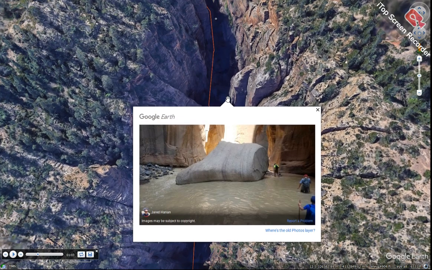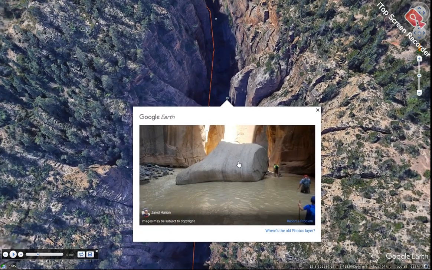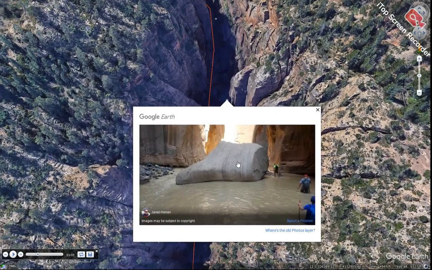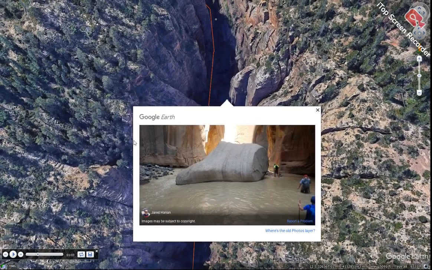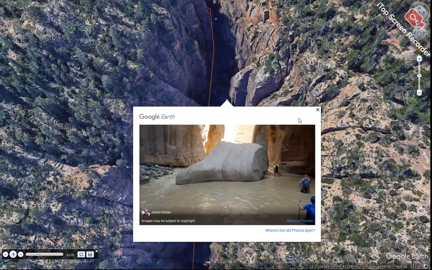Now, is this the exact location of where these pictures were taken? That's debatable. Consider what we talked about earlier, when the GPS gets all squirrely, you might have a picture up here or up here. But it should be in the general area.